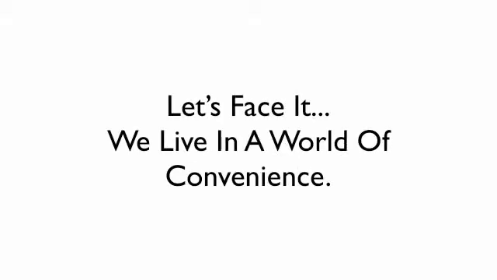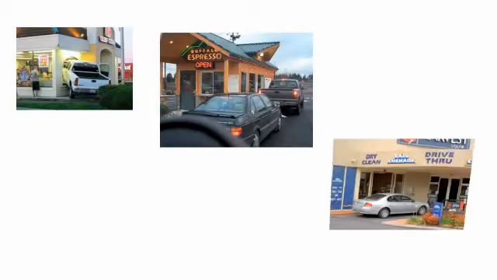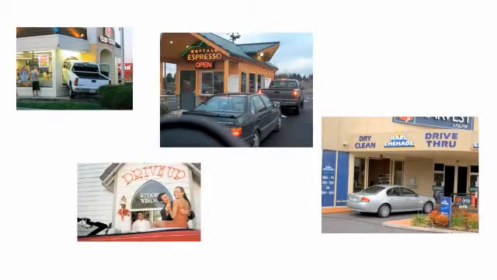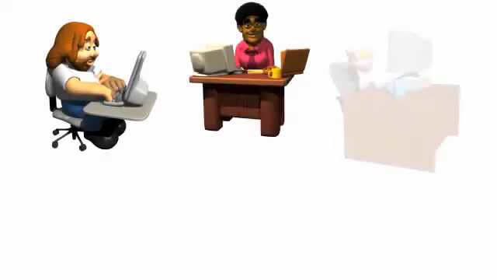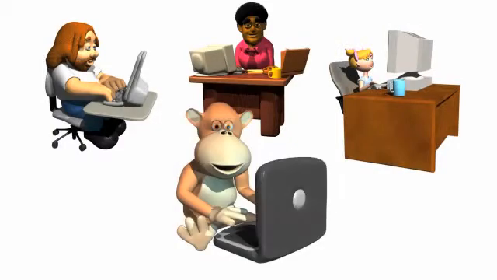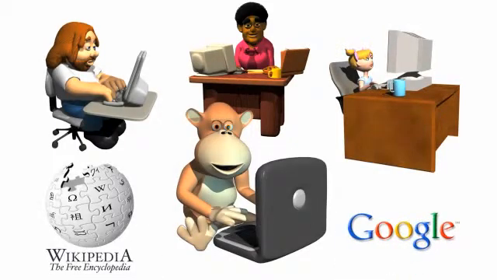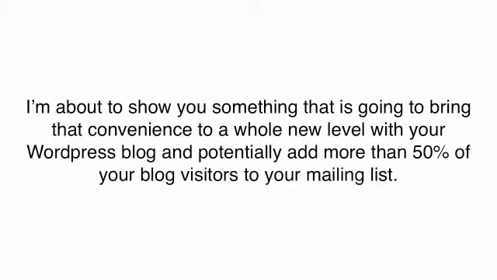Let's face it, we live in a world of convenience. Busy people have access to drive-through meals, coffee, dry cleaning, and even the occasional wedding. And the online world is no different. Everything you've ever wanted to know is just a few keystrokes and clicks away with mega powerful tools like Google and Wikipedia. I'm about to show you something that is going to bring that convenience to a whole new level with your WordPress blog and potentially add more than 50% of your visitors to your mailing list. And I'm going to do it right now.